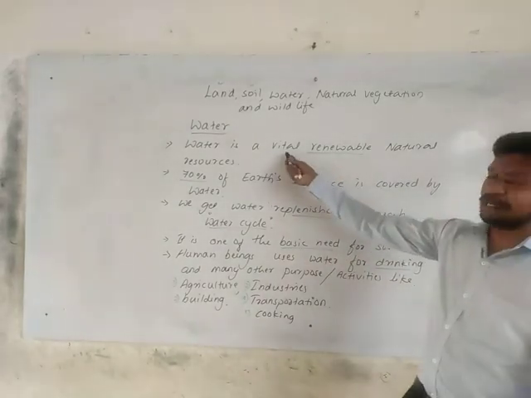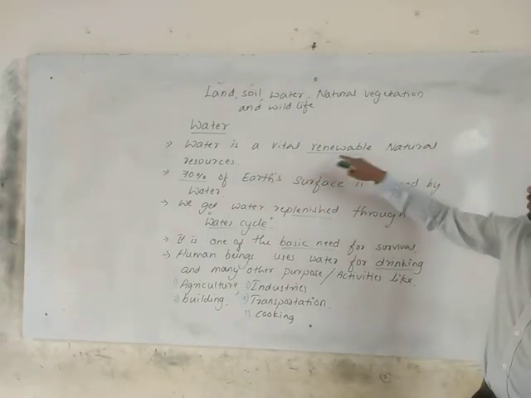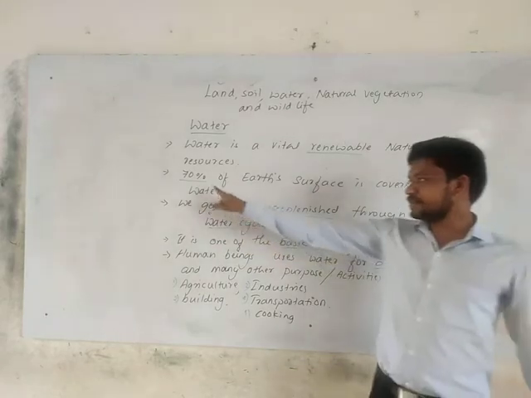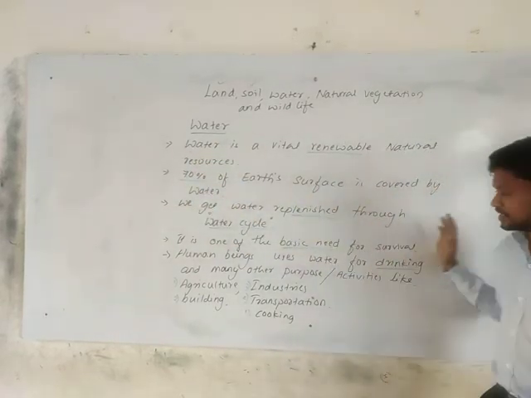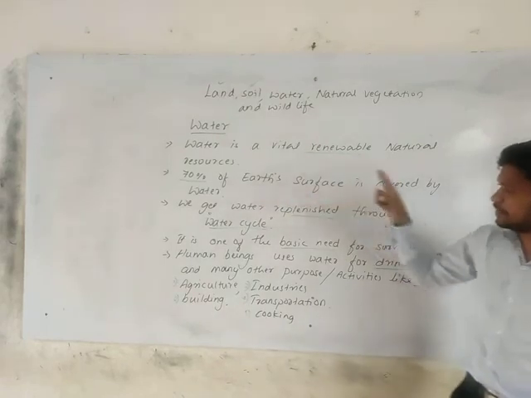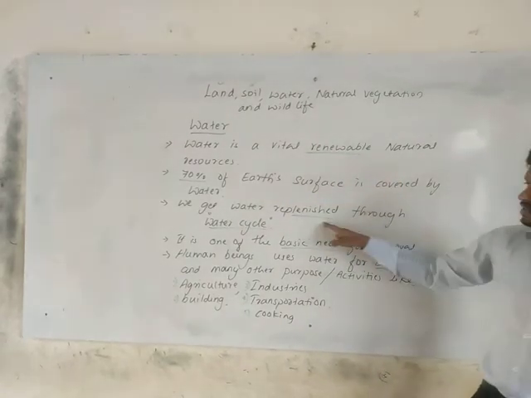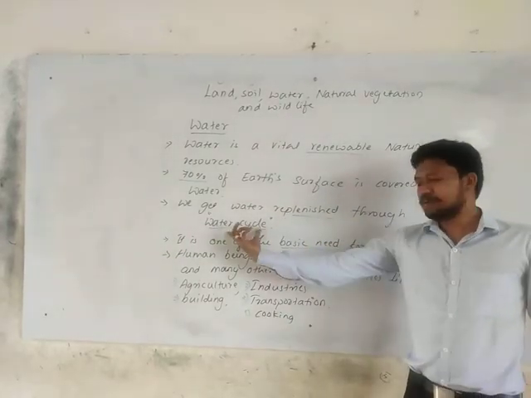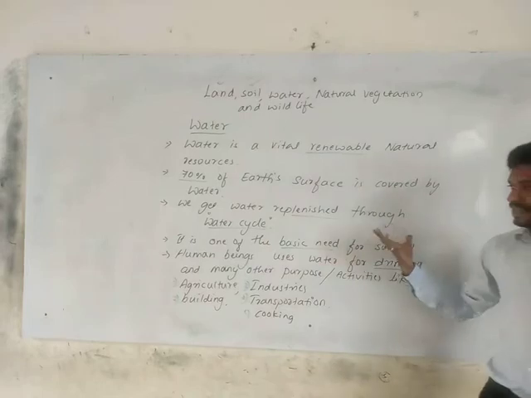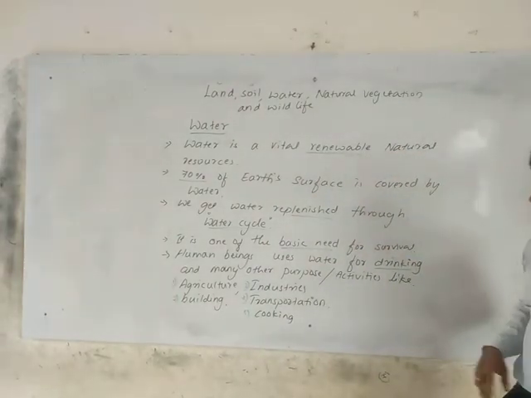Water is a vital, important renewable natural resource. Earth's surface is covered 70% by water, and the remaining 30% is land. When we use water, it is replenished, meaning renewed. It is regenerated by the water cycle, so we get this water again and again. So it is called a renewable resource.